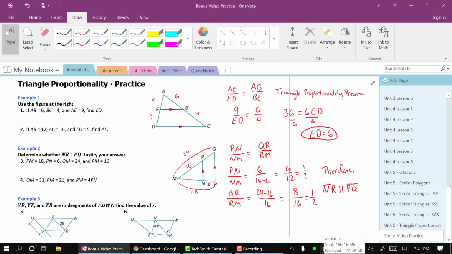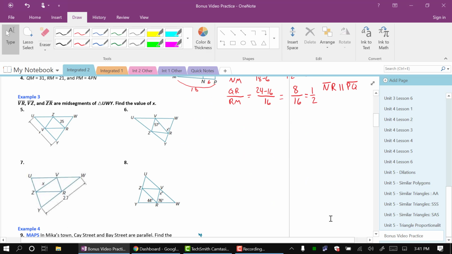Let's take a look at number 5 now. So we have VR, VZ, and ZR are mid-segments of triangle UWY. We want to find the value of X. So with this first one right here, we have that ZR equals 25. We want to find UY. We're not going to do these two, so I'm going to cross them out.